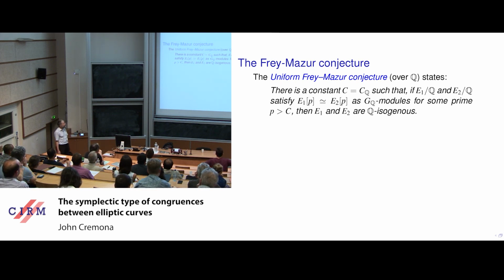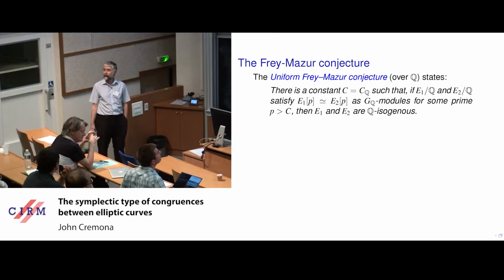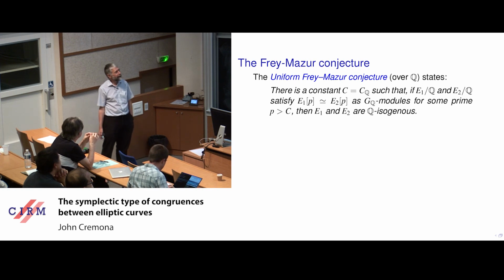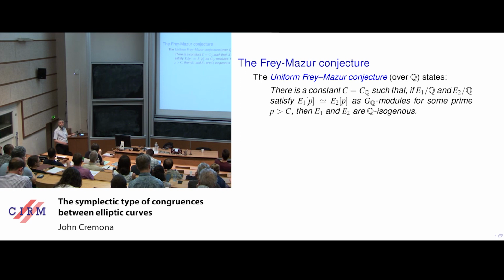And there are various ideas as to what the correct value of this C is, but the conjecture hasn't been proved. The non-uniform version of this would fix one curve E and ask for a bound depending on E on mod P congruences between that curve and all others. And this is the uniform one where you let E1 and E2 both vary. Okay, so as we'll see, over Q, mod P congruences that don't arise through isogenies exist for all primes up to 17, at least.